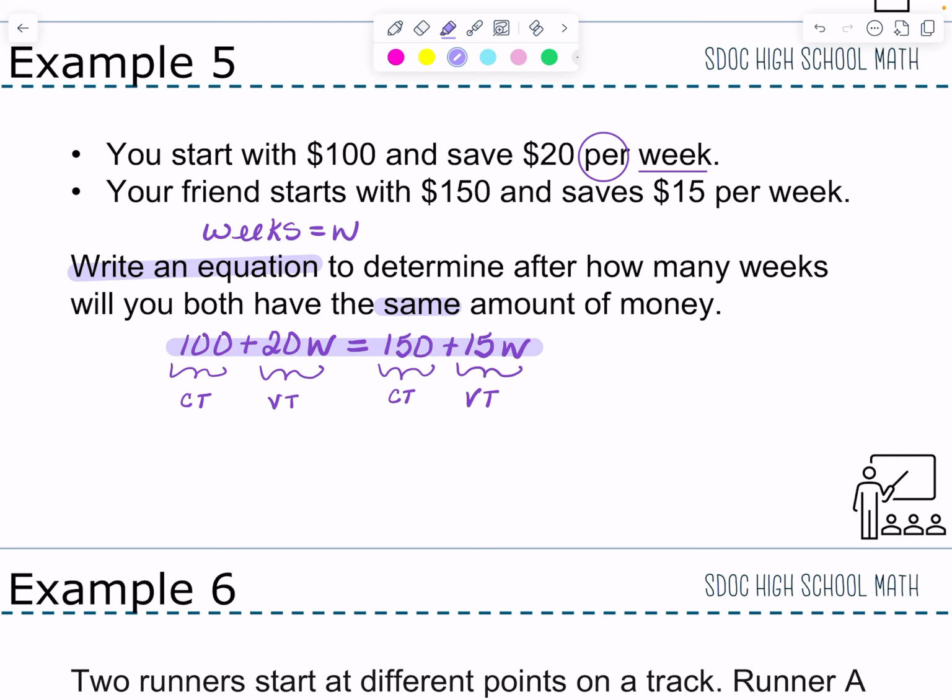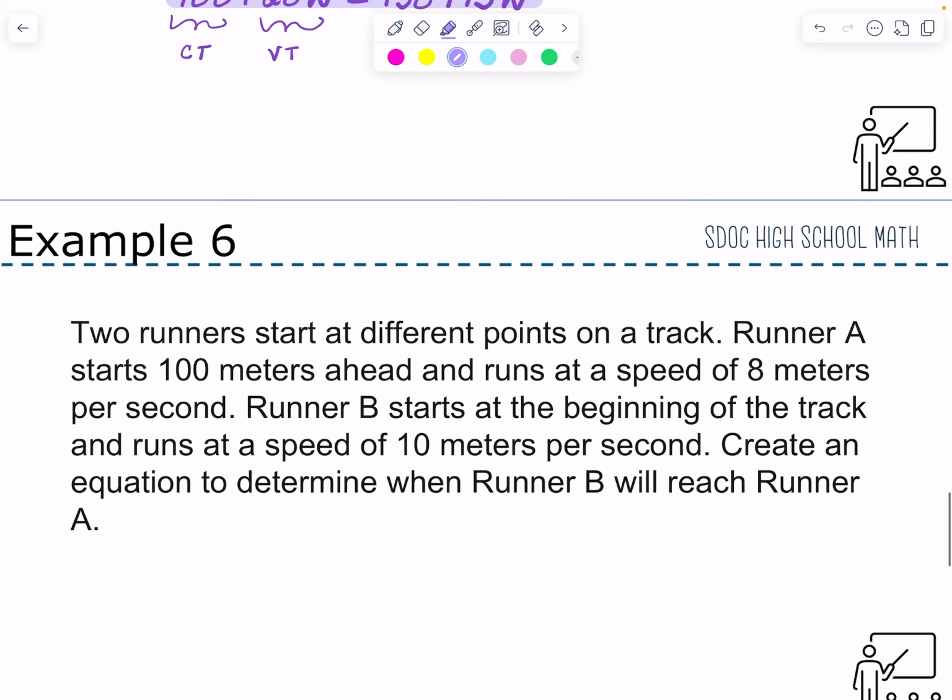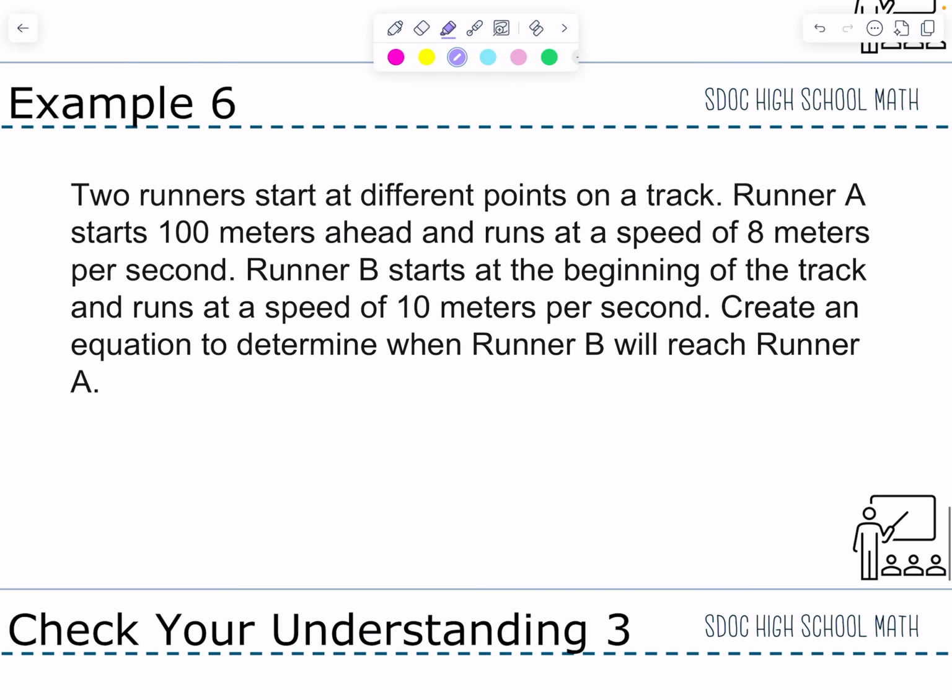Okay. All right, example number 6. Two runners start at different points on a track. Runner A starts 100 meters ahead and runs at a speed of 8 meters per second. Runner B starts at the beginning of the track and runs at a speed of 10 meters per second. Create an equation to determine when runner B will reach runner A. So in that case, if one is reaching the other, that means they will be the same.